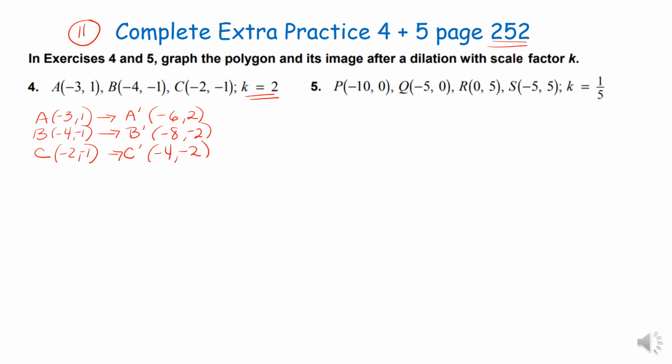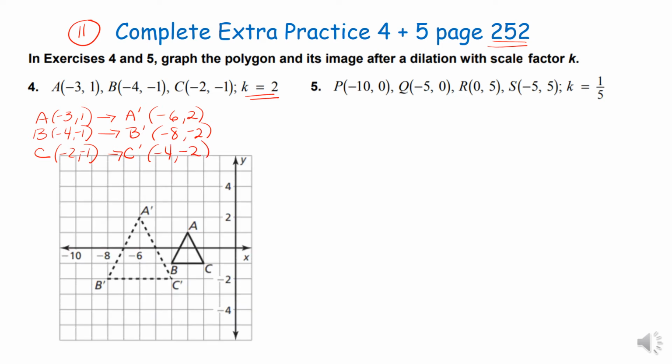So let's check out our picture and see how we did. Look at A. A should be negative 6, negative 2. There it is. B is negative 8, negative 2. There it is. And C is negative 4, negative 2. And there it is.